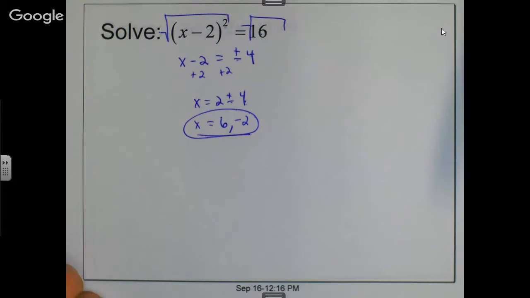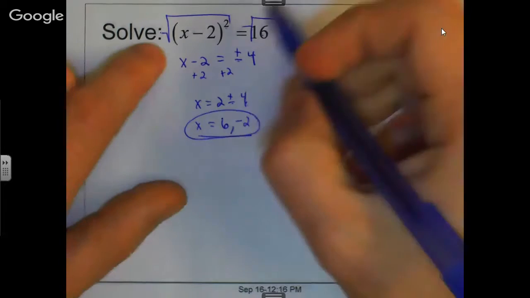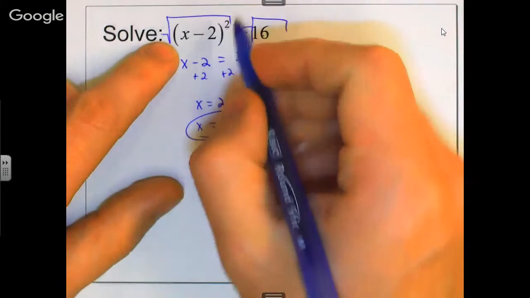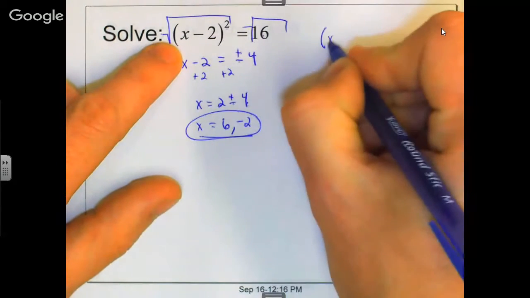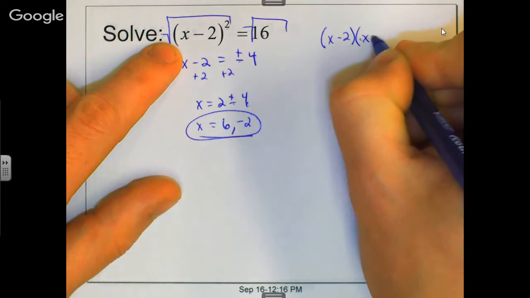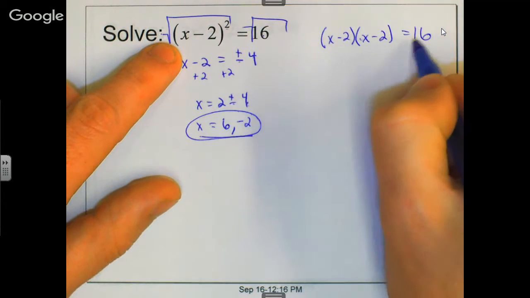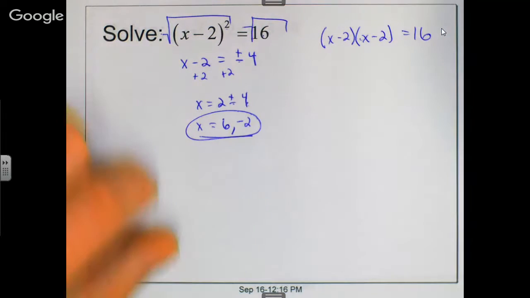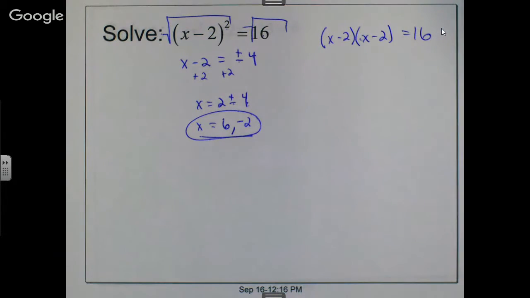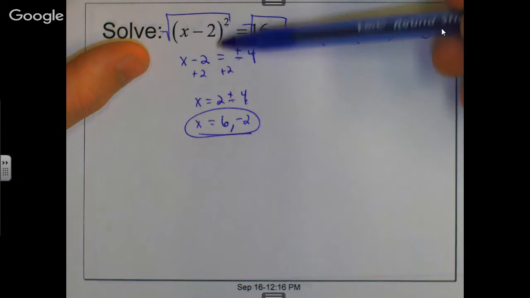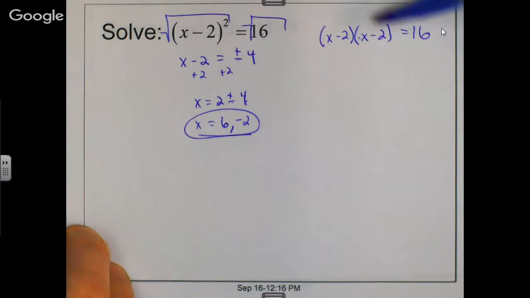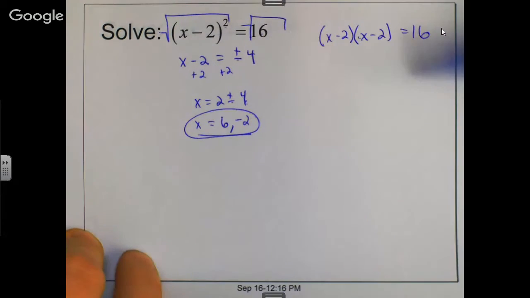Okay. Now this one here, most of you probably would have said, well, can't I do this? x minus 2 equals 16. Can't I FOIL this out and then move this over and factor it or use the quadratic formula? Yes, you can. You can, but this method is much, much faster than FOILing this out and moving it over and doing it that way.